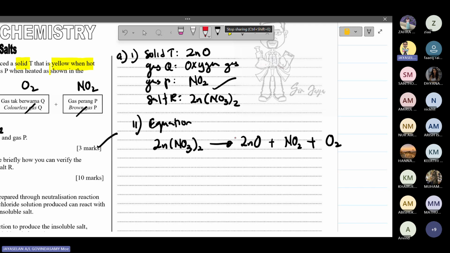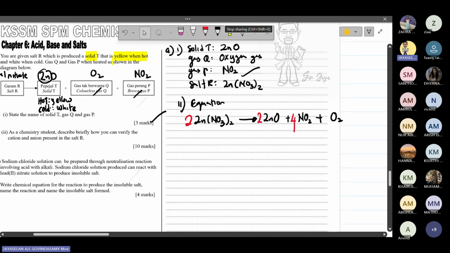If you feel stressed to balance, put 2 here. Okay, now zinc 2, zinc 2. Which element is the abundant element? This is the abundant element, right? No need to balance, it will balance itself. Next, I balance nitrogen. You all smart students, please remember 2 times 2, 4. So just put 4. You already scored 2 marks for this. Any question? No question?